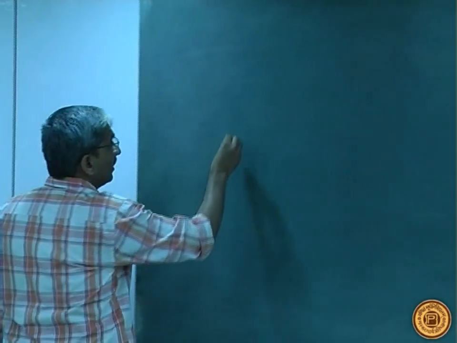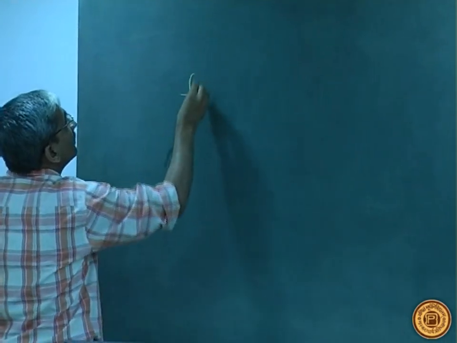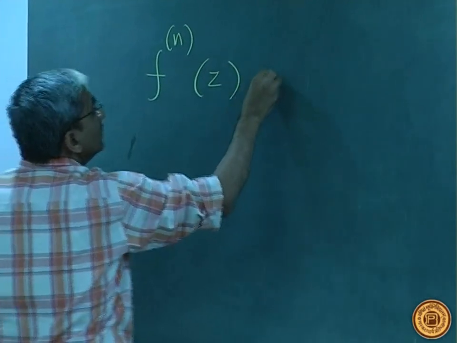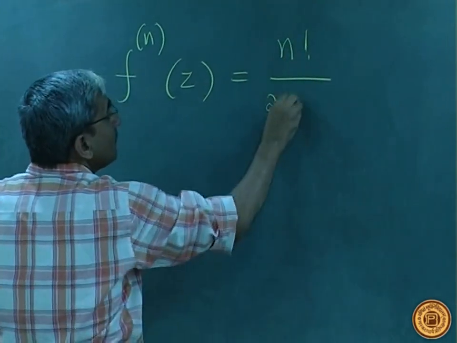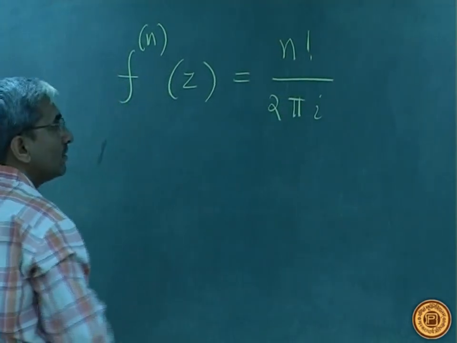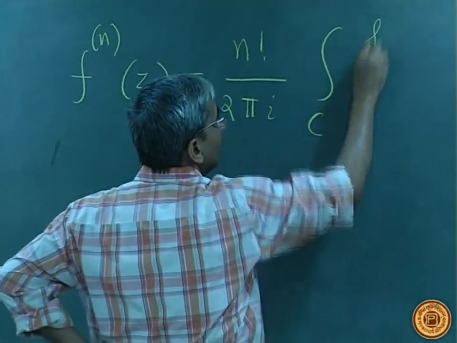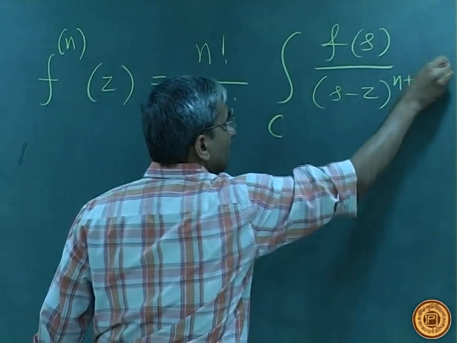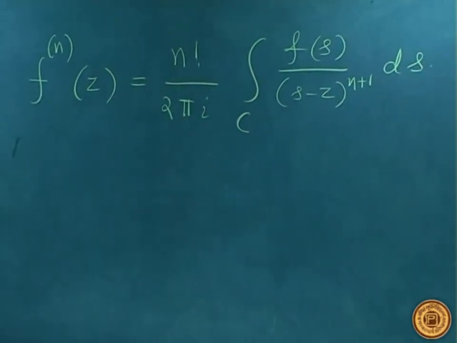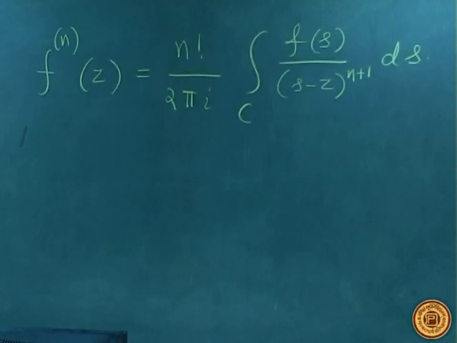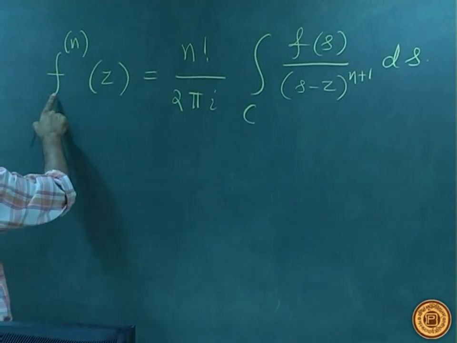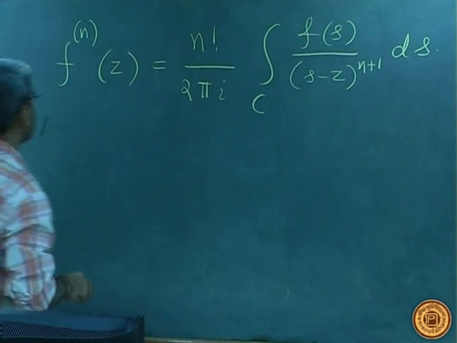So let me write the formula for the nth derivative of f again. The nth derivative of f at point z is n factorial upon 2 pi i, integral over C, f of s upon (s minus z) to the power n plus 1 ds, where the conditions on f and z are: f is analytic on and inside a simple closed contour C.